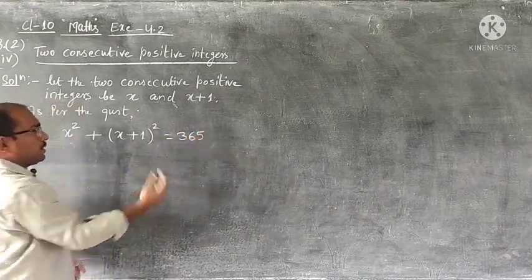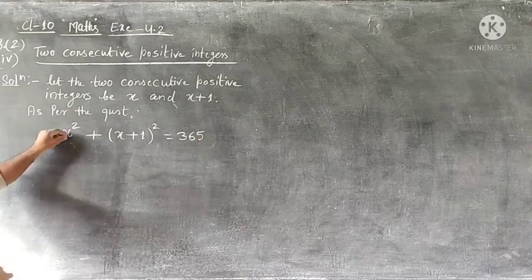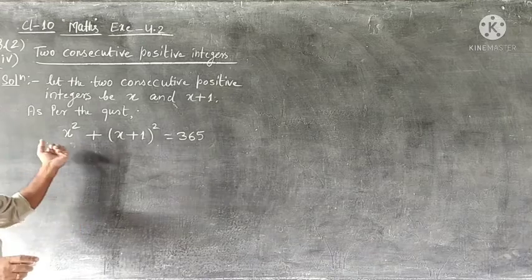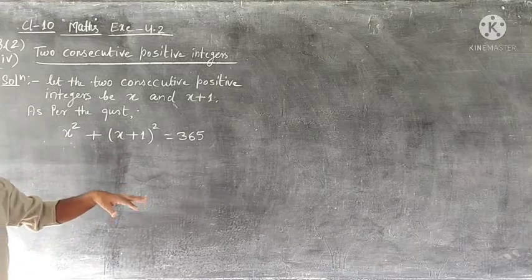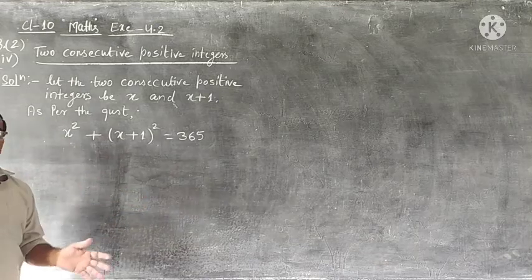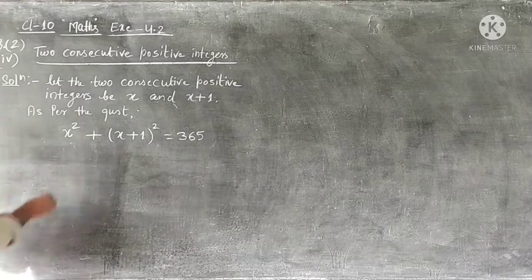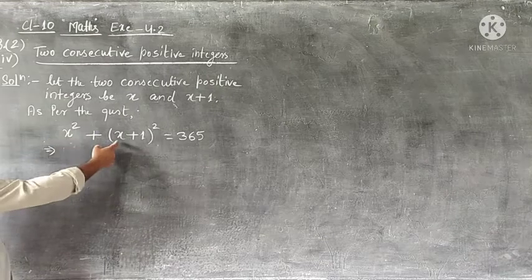365. So as we read the question, we go word after word. Each word has its meaning. We put that word in mathematical terms and it gives us the equation. Only that is the way to convert the statement into an equation. Now, we will work on what we see.